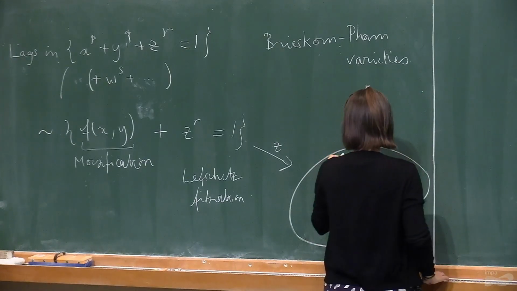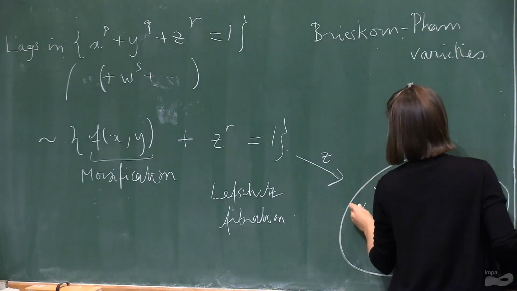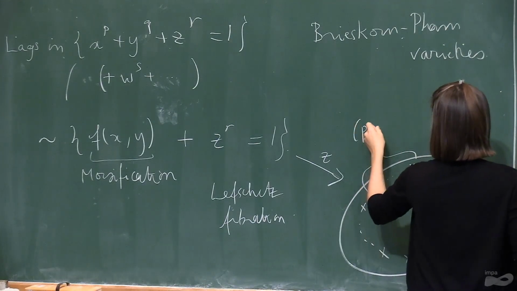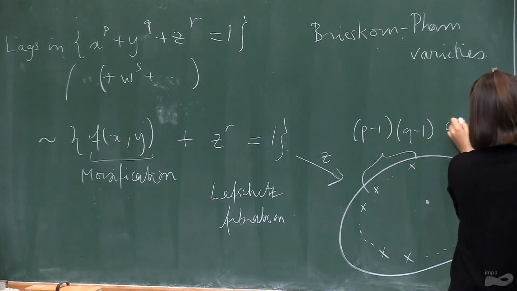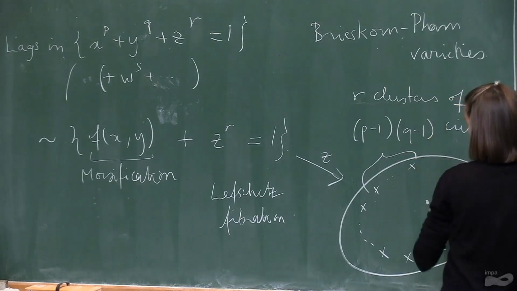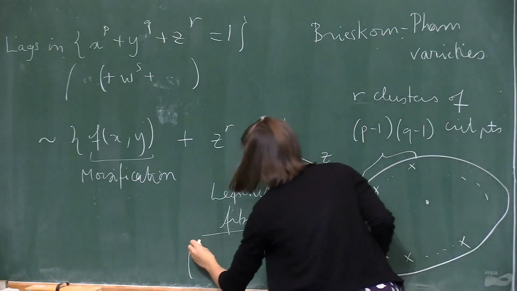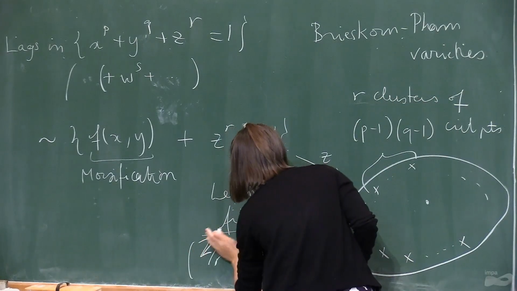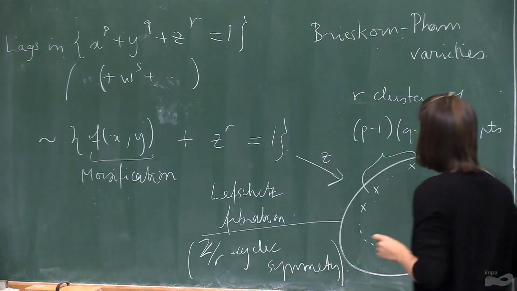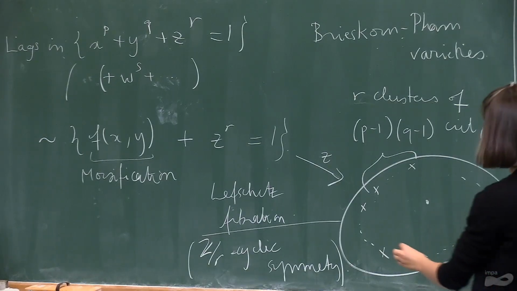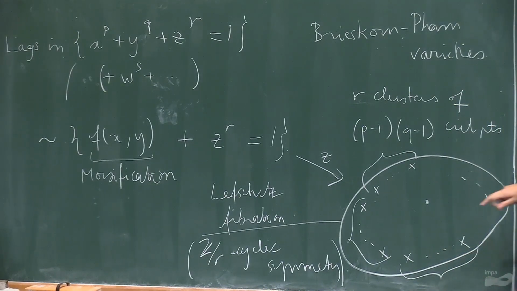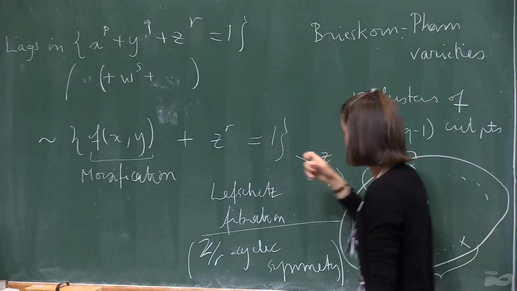Well, I'm going to have R clusters of (p minus 1) times (q minus 1) critical points. So a different way of thinking of that is that there's a Z mod R cyclic symmetry. Here's another one, here's the next one, where (p minus 1) times (q minus 1) is the number of critical points of the function f.